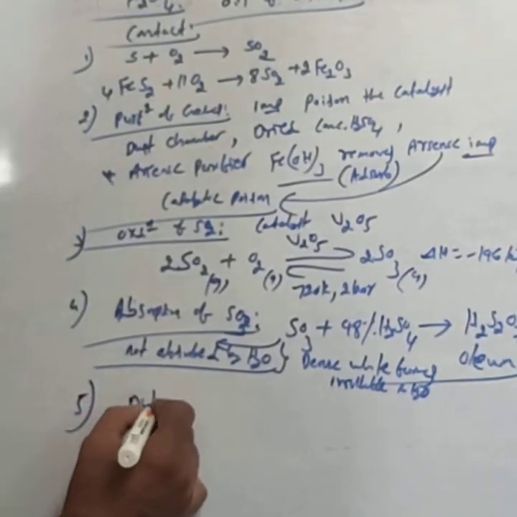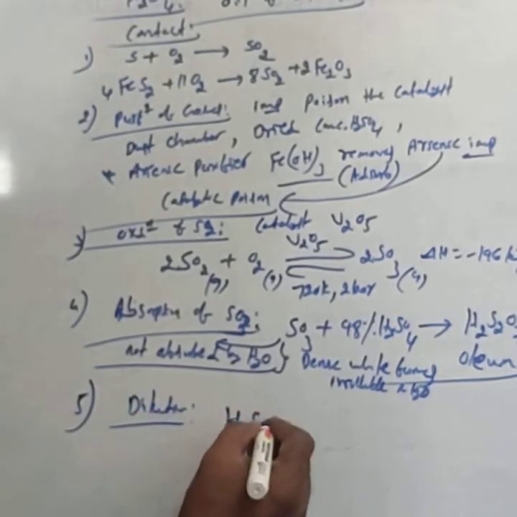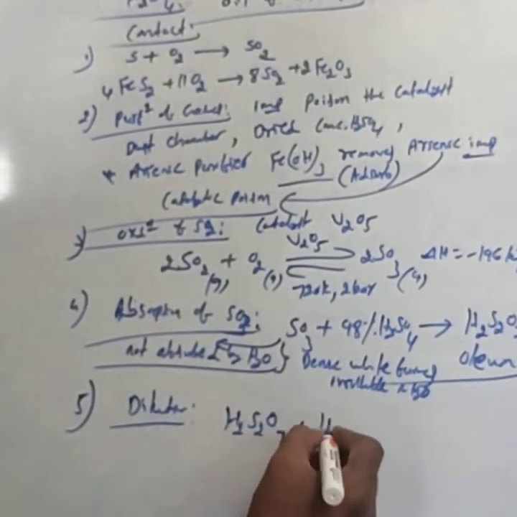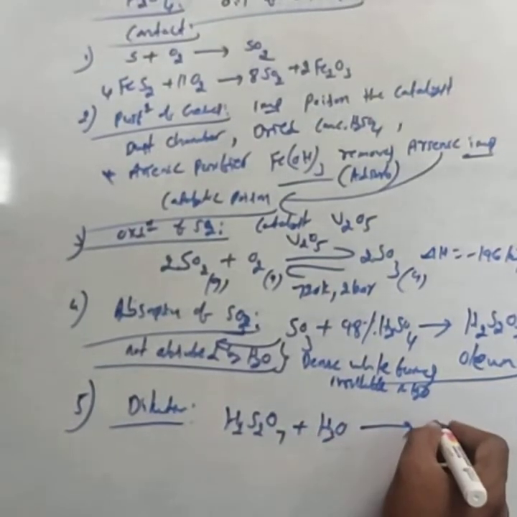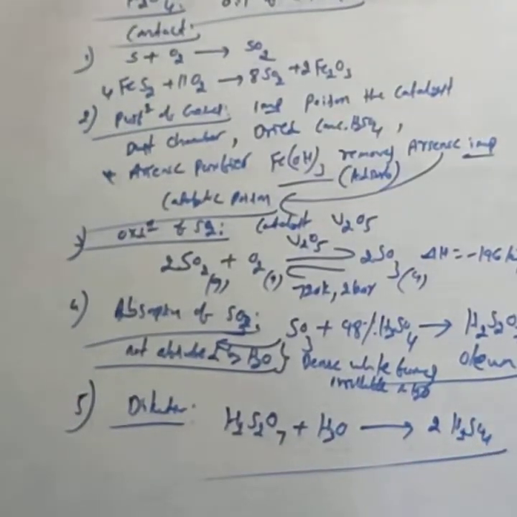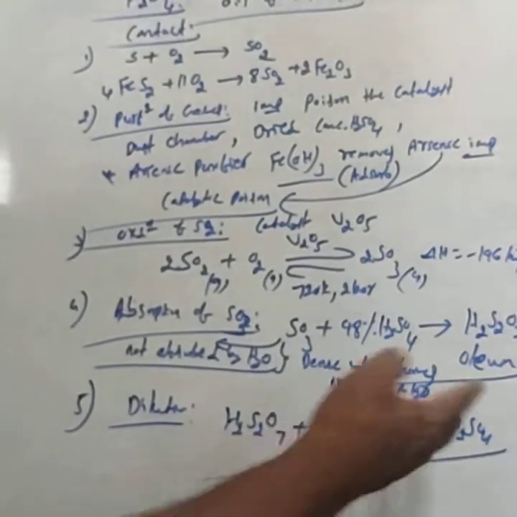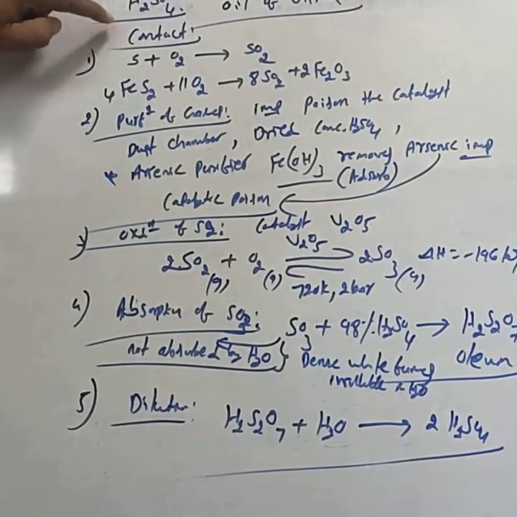The last step is dilution. This oleum, H2S2O7, is diluted with a calculated amount of water to get the concentrated H2SO4. This is about the manufacture of sulfuric acid by the contact process.